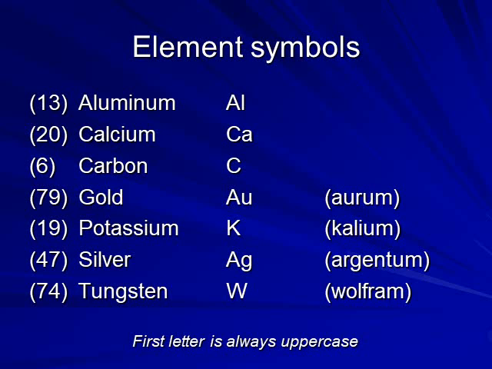Whenever you see a symbol, the first letter is always capitalized, and if there are two letters, then the second letter is always lowercase. The number out here is the number you'll find on the periodic table, which is its atomic number, which is the number of protons in the nucleus. 13 protons in the nucleus makes it aluminum every time. If it's 12 or 14, it's not aluminum. It's something else, but it's not aluminum.